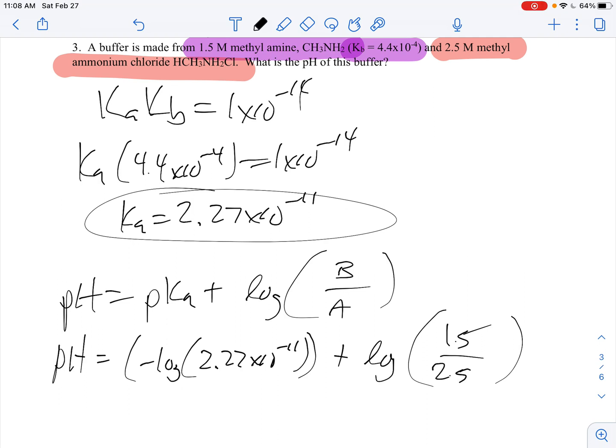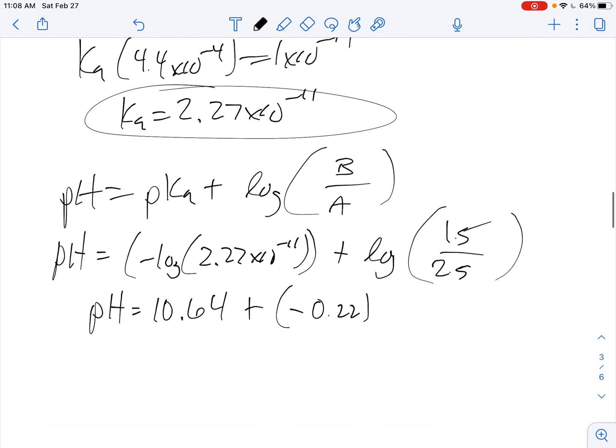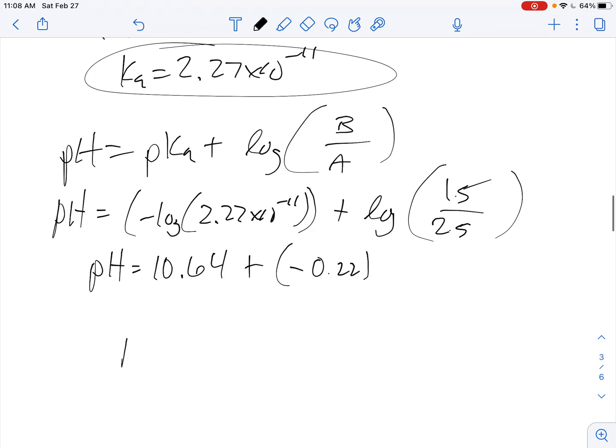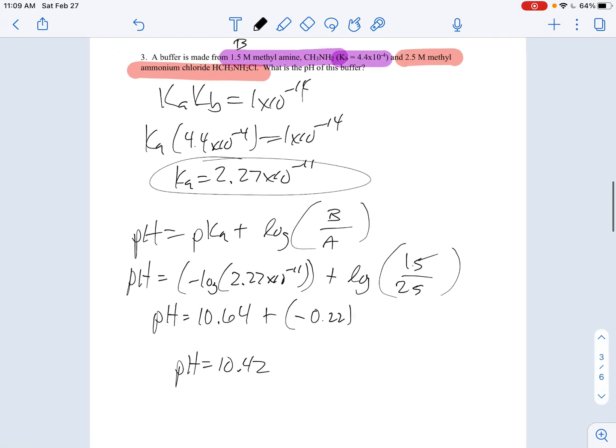So consequently, we're going to take the log. And so my pH is going to be a 10.64 here. And then I'm going to do 1.5 divided by 2.5 and take the log of that, and I'm going to add to that a negative 0.22. So plus 10.64 gets me an overall pH here of about 10.42.